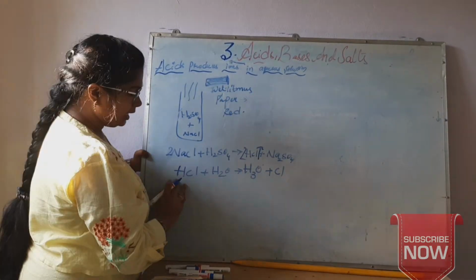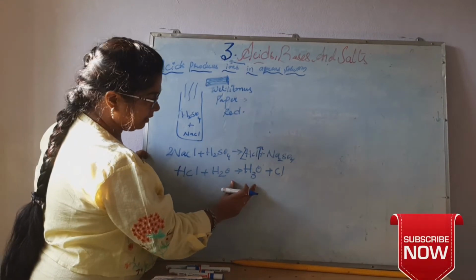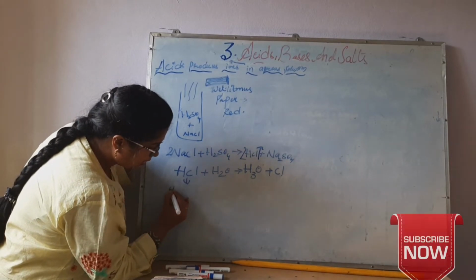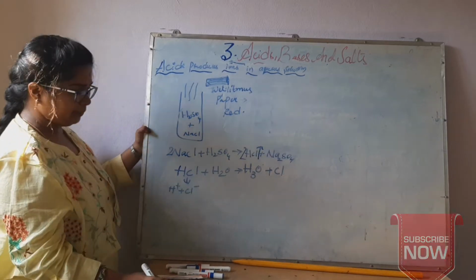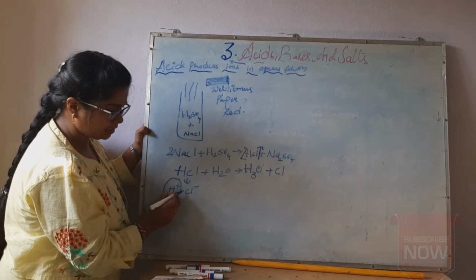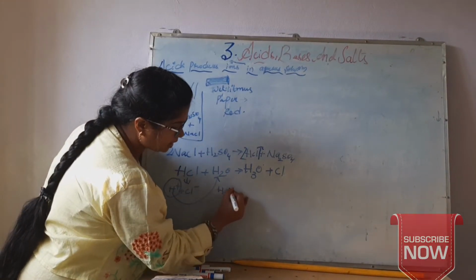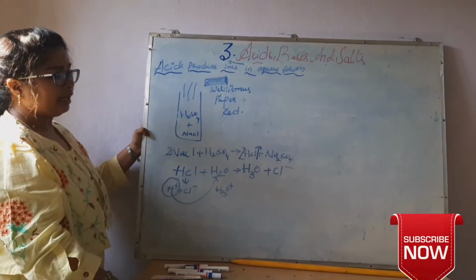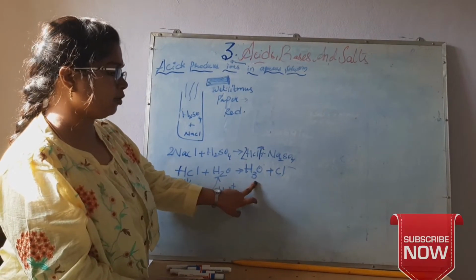So from this, HCl plus H2O will give what? H+ ions will come out from this. HCl is nothing but H+ Cl-. This H+ dissociates and combines with water to form H3O+. Then the Cl- will come out. In the presence of water, it splits into H3O+.